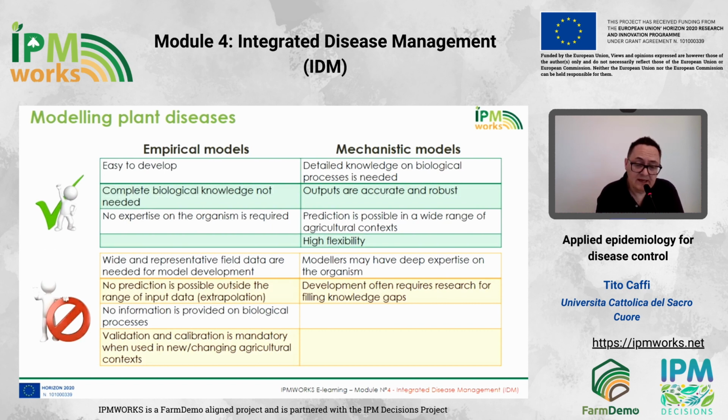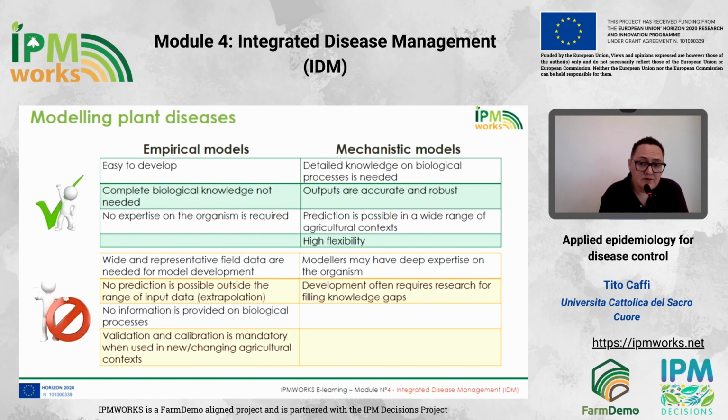on the opposite side, we need a lot of data. We need to have wide and representative field data because they are needed for developing the model. It is extremely difficult to make predictions outside the range of input data, because the model is not aware of what is outside of the range of data we started from.